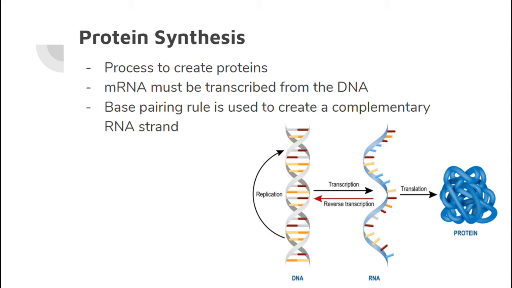So the mRNA must be transcribed from the DNA, and that is transcription, and then translation is where the mRNA is converted into the actual protein. That's the central dogma of biology, DNA to RNA to protein. And then the base pairing rule is used to create a complementary RNA strand, which is the transcription part of it, and then it goes to translation, which is the protein.